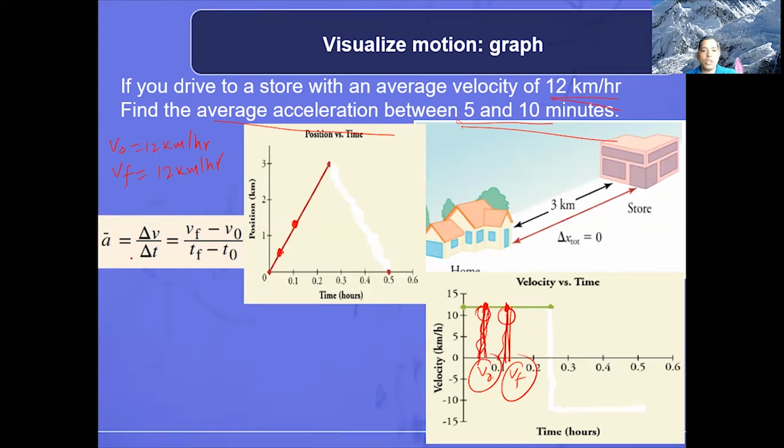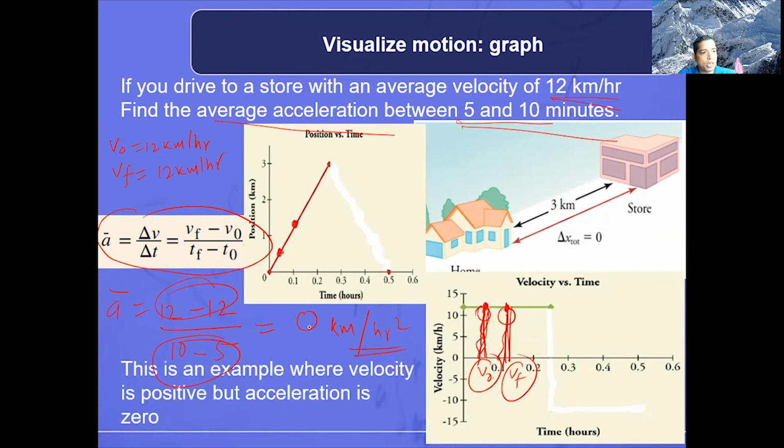So what is your acceleration now in this case? Your acceleration is a equals Vf, which is 12, minus V0, which is 12, over Tf, which is 10, minus T0, which is 5. Whatever the bottom is, your top is 0, so it's 0 kilometer per hour squared. So that's your acceleration. This is the example where your velocity is positive, but acceleration can be 0.